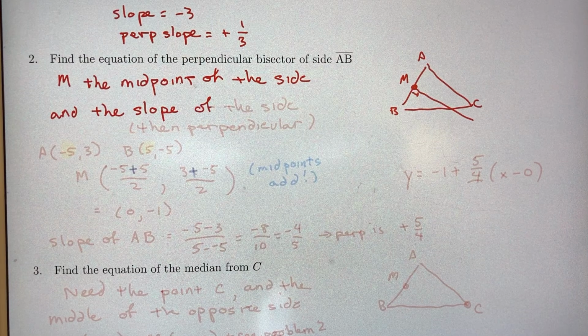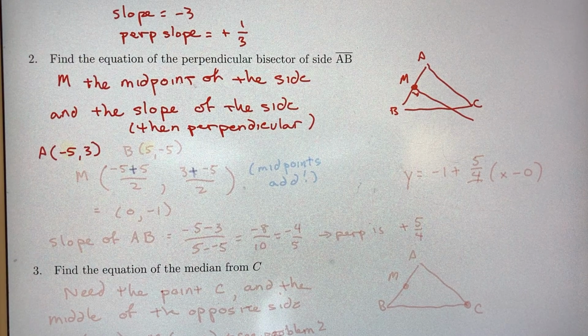Again, for point slope, you need a point and a slope. Don't forget we want the perpendicular slope eventually. Okay, need the midpoint of the side. So I'm going to write down this, it's side AB. What's A? B. So the midpoint.